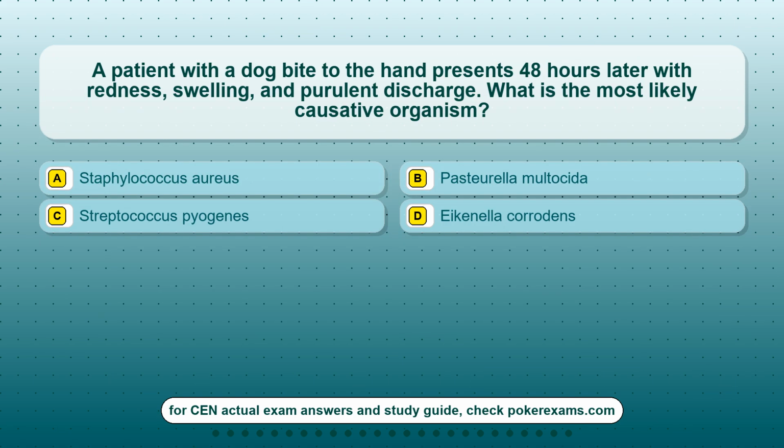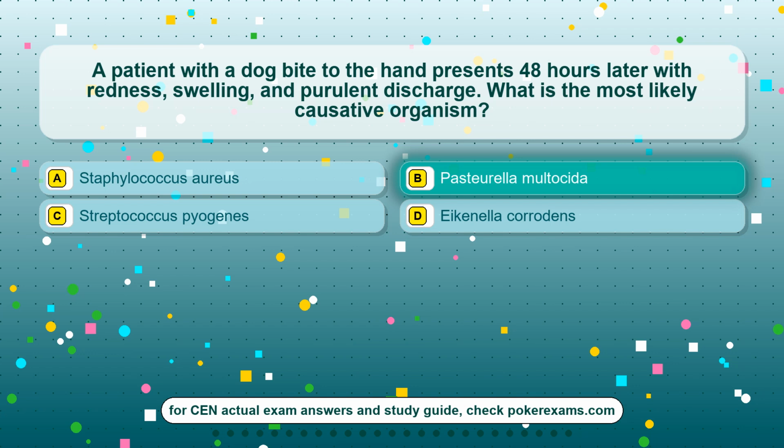Question 10. A patient with a dog bite to the hand presents 48 hours later with redness, swelling, and purulent discharge. What is the most likely causative organism? Option A, Staphylococcus aureus. Option B, Pasteurella multocida. Option C, Streptococcus pyogenes. Option D, Eikenella corrodens.